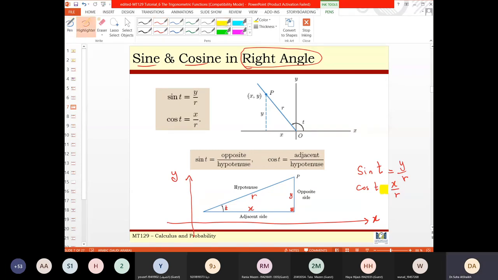We notice that the cosine is connected to what? To the X, right? The cosine goes with the X. And the sine is connected to what? To the Y. So the cosine is the x coordinate and the sine is the y coordinate. Always remember that the sine is connected with the Y and the cosine comes from the X. It's Y over R, X over R. This is the sine and the cosine.